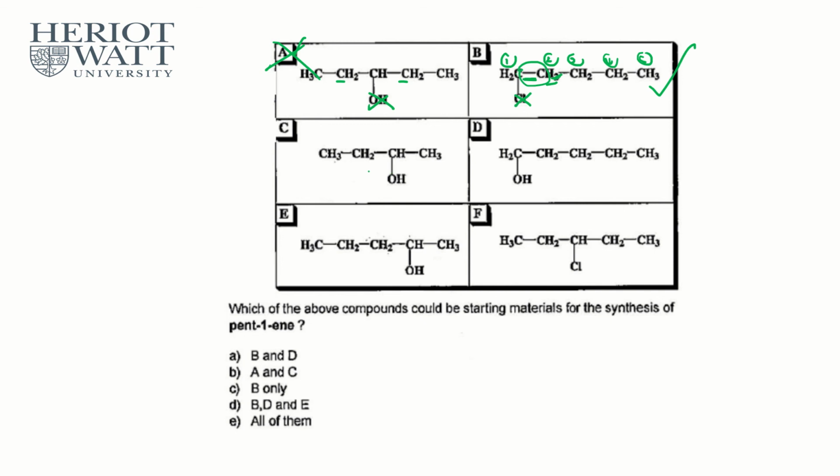B is a yes. C, remove OH, remove adjacent hydrogen, either one. If you remove from here, you get a double bond at the first carbon, but there are only 4 carbons here. So these will not give you pent-1-ene. Maybe but-1-ene is a yes. So C is out. Part D, OH, remove here, double bond here, 1, 2, 3, 4, 5. Yes, it is.